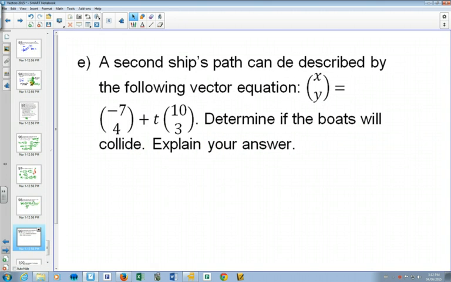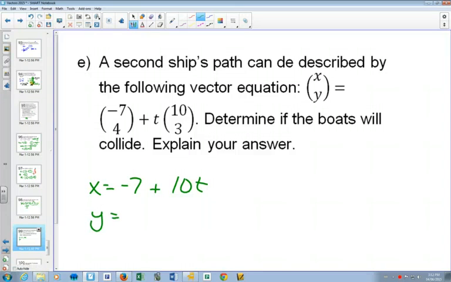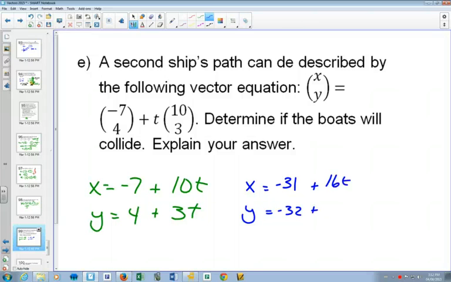Uh-oh. Second ship with a monkey at the front. Has this equation, will the boats collide? Well, we'll have to find out. So here's our parametric equations. Did I write those in the right order? Is the 16 and 12 right? Okay.